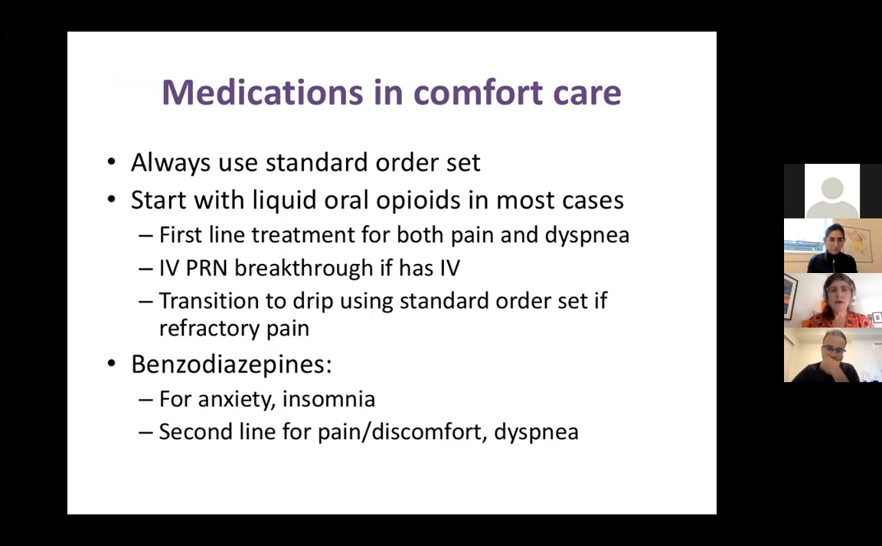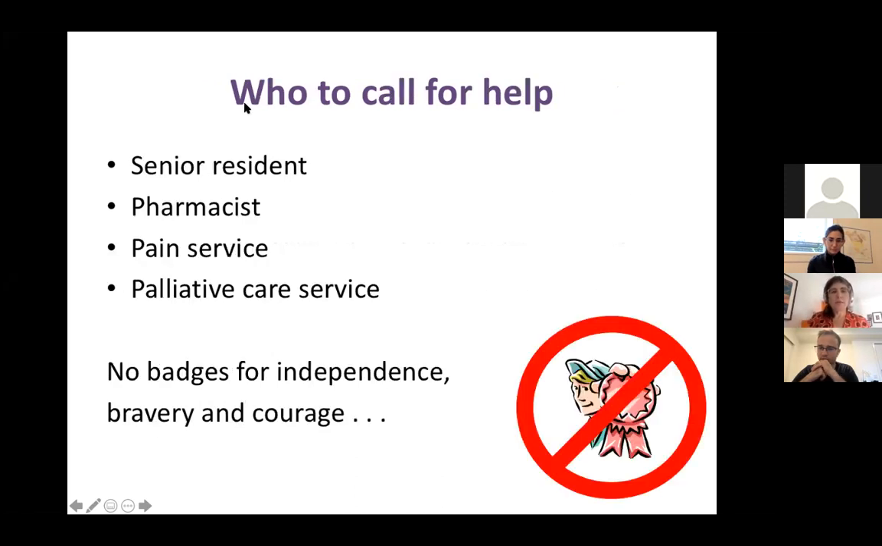We used to just automatically put people on a morphine drip, but it's really not necessary for people to be hooked up to something near the end of life in a lot of cases. Opioids are first line treatment for both pain and dyspnea. If somebody has refractory pain, then I would transition to IV or a drip. Benzodiazepines are helpful adjuncts in comfort care for anxiety and insomnia, and the second thing that I would try after opioids for dyspnea and pain.